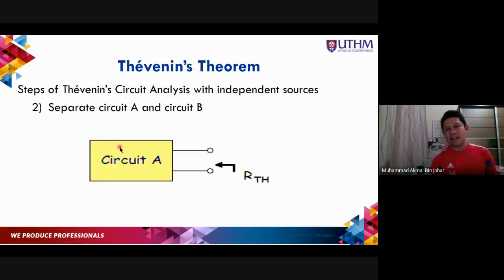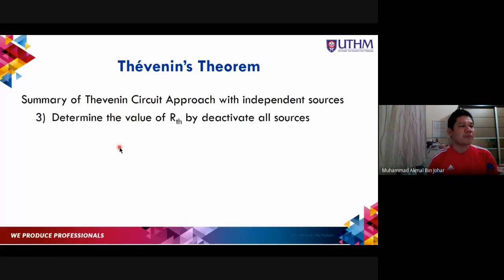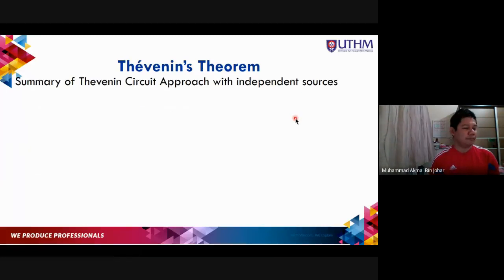Kerana soalan tadi telah nyatakan, okay, this is the circuit A, and this is the port A and B, please determine the voltage Thevenin and Thevenin resistance. So we can start solving that problem using step number 3 and then step number 4.